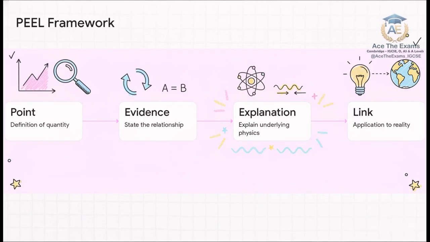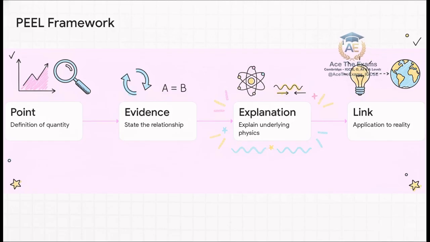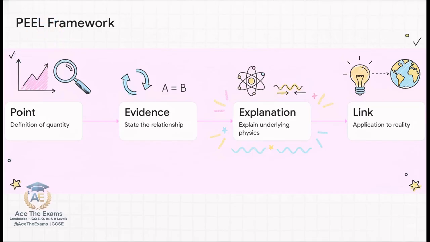Now watch this. This 4-step sequence actually maps perfectly onto the famous Peel exam framework. You may have seen this in English or history, but it is just as lethal in physics. Step 1. Identifying the quantity is your point, or your definition. Step 2. Stating the relationship acts as your evidence straight from the graph. Step 3. The underlying physics is your deep explanation of the mechanics. And Step 4. Connecting it to reality is your link or application. This structural recipe guarantees maximum marks. Why? Because it aligns perfectly, 1-to-1, with how the examiner's actual mark scheme is designed.